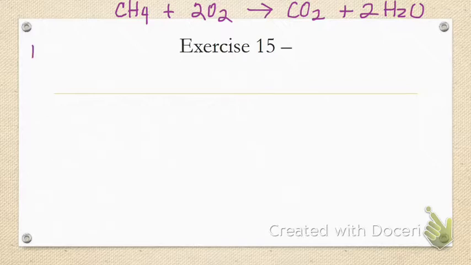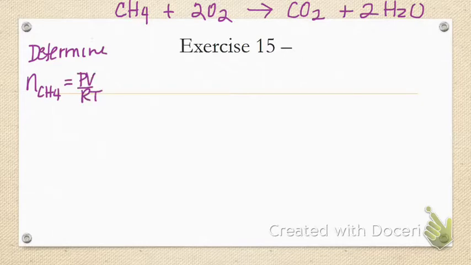So first step is determine limiting. So we're going to do that by solving for moles of methane, and then use the mole ratio to see how many moles of gas, of the CO2 gas that we can make. So, and then we'll do the same thing for oxygen and see which one is our limiting. So n is equal to PV over RT. So we're going to plug that in, 0.189. I'm sorry, just gave you the answer.